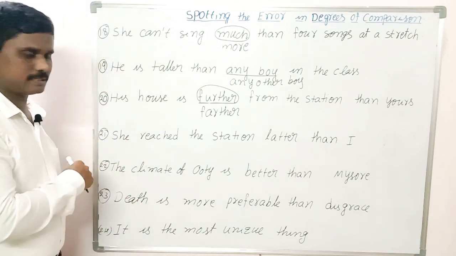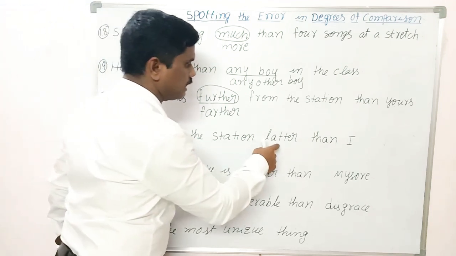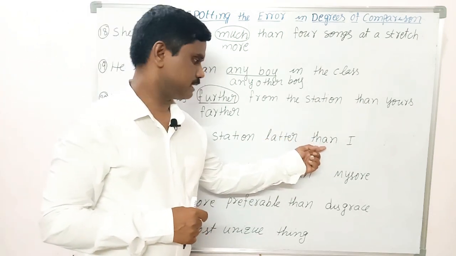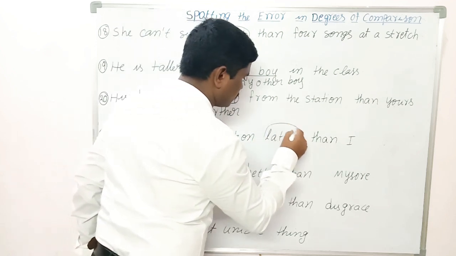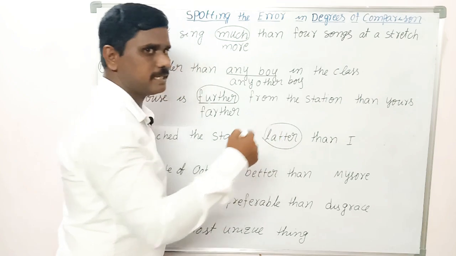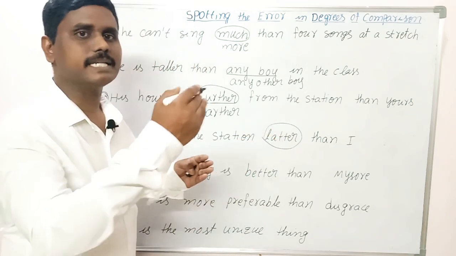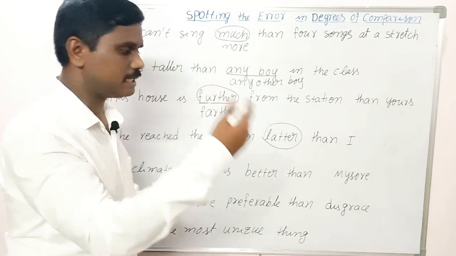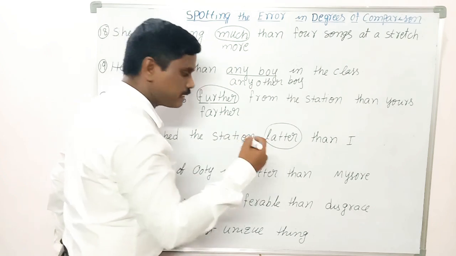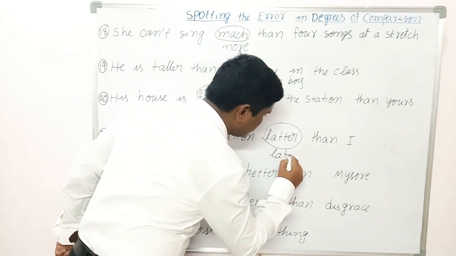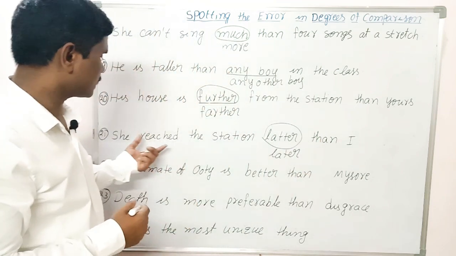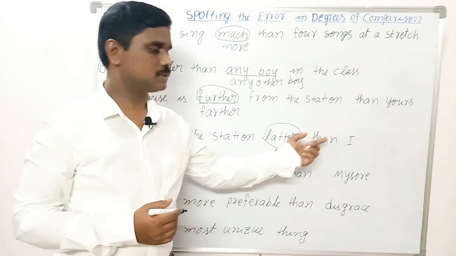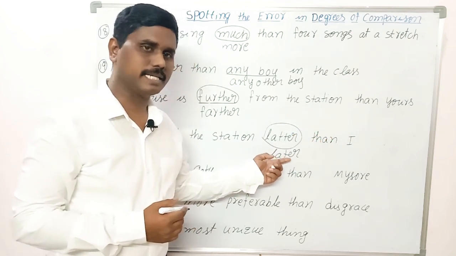Now let us see another sentence. She reached the station later than I. This sentence is also wrong. Here than is followed by comparative degree. Here this word is wrong: latter. Latter means the second one. There are 2 boys, the first one and the latter one, that means the second in order. Here it is later, time, later than I, because we are talking about time. She reached the station later than I. So here the time related adjective is later.